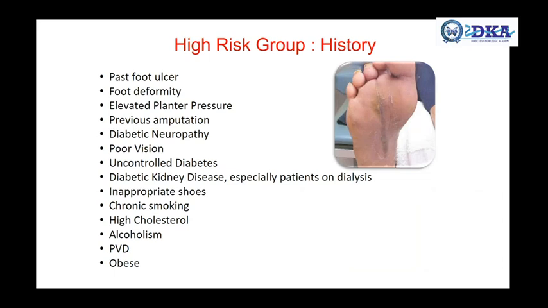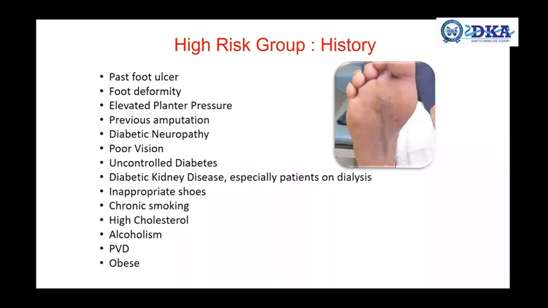Any patient with past foot ulcers or any foot deformity, a patient with previous history of amputation or diabetic neuropathy symptoms, a patient already having diabetic retinopathy or uncontrolled blood sugars with diabetic kidney disease, those already on dialysis, and patients wearing inappropriate shoes, sandals, or high heels are more prone to develop diabetic foot ulcers. Apart from that, chronic smokers, patients who consume alcohol, patients already having peripheral vascular disease, and obese patients are also more prone to develop diabetic foot ulcer.